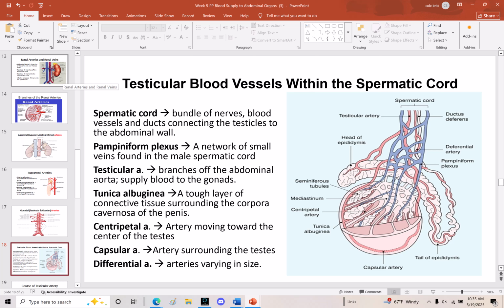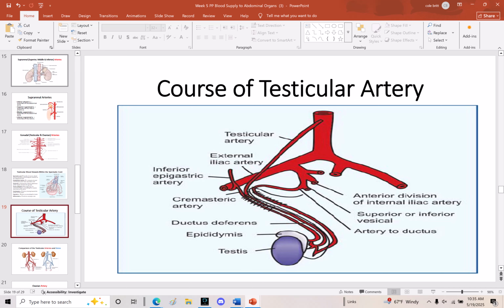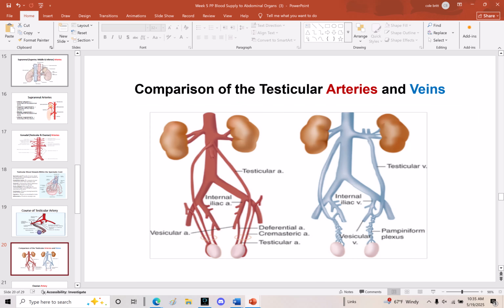All right, so here is the course of the testicular artery. You also get a little branch coming down from the internal iliac. And here are the veins. Sometimes you send a little branch over here to the internal iliac vein. But there's the comparison I was pointing out earlier. The left side goes to the renal vein, the right side goes to the vena cava.